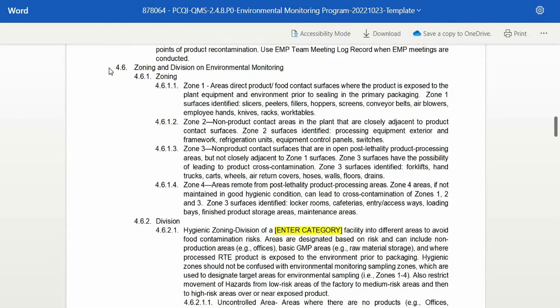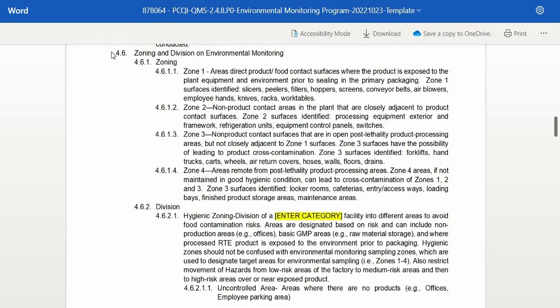Sixth, under procedure, is zoning and division on environmental monitoring. Under zoning and division on environmental monitoring, first is zoning. For Zone 1, areas direct product or food contact surfaces where the product is exposed to the plant equipment and environment prior to sealing in the primary packaging. Zone 1 surfaces identified: slicers, peelers, feelers, hoppers, screens, conveyor belts, air blowers, employee hands, knives, racks, and work tables.